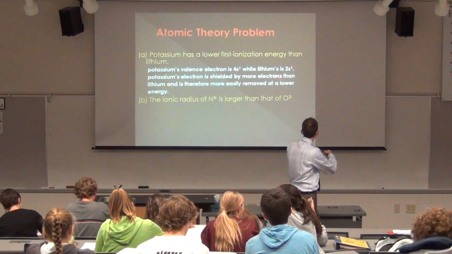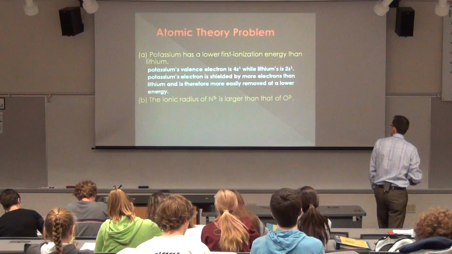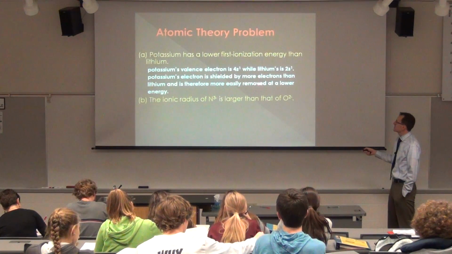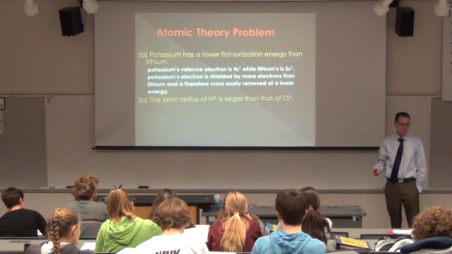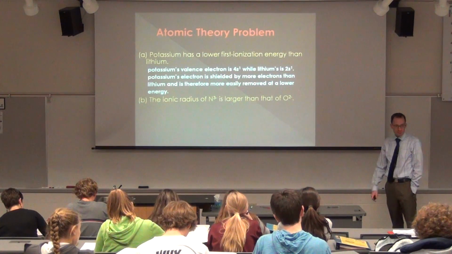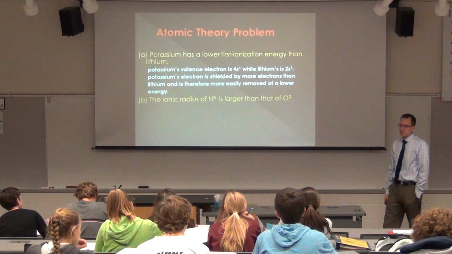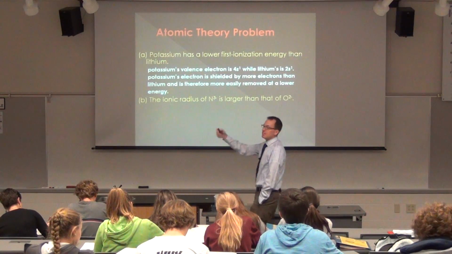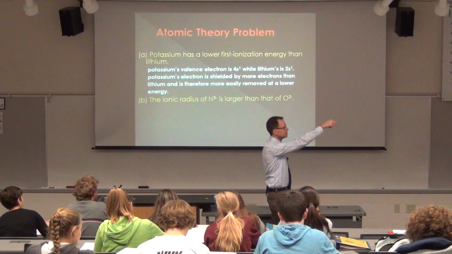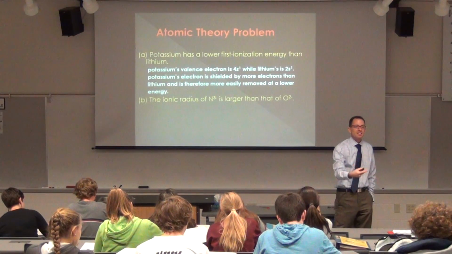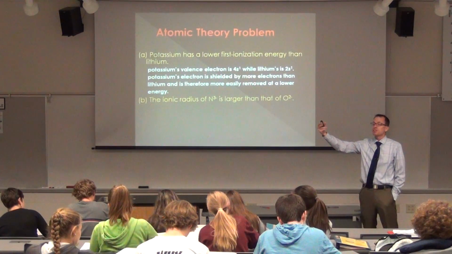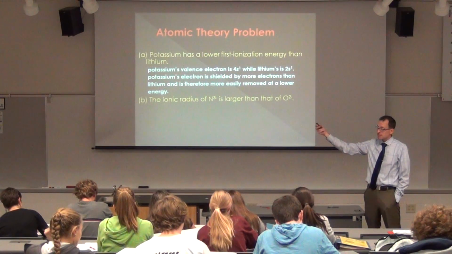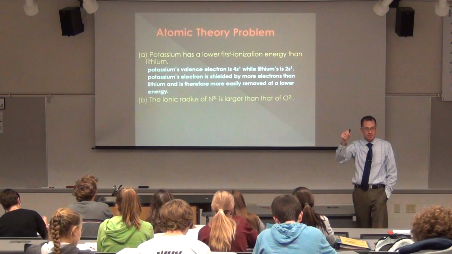So potassium has 4s1 while lithium has 2s1. Potassium's electron is shielded by more electrons than lithium and is therefore more easily removed at a lower energy. So I feel like that's basically what you guys said. Very good. We've already run into a couple of other ones like that, where we are moving down a group, right? Same group. So then what we discuss is the shielding and the fact that the electron is further away, which is easier to remove. Done. Succinct and right to the point.